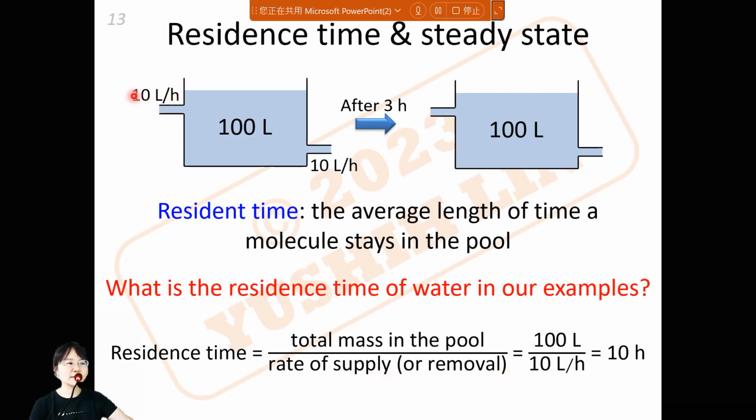Should you divide by this 10, or 20? The answer is you divide it by this or this, not 20. Because the fluxes here are the same, you only need to choose one of them. And so 100 divided by 10 is 10 hours. So the residence time of water molecules in this tank is 10 hours.